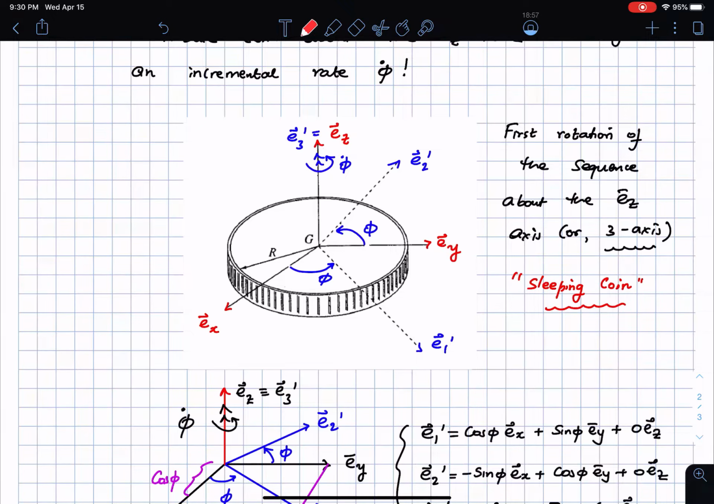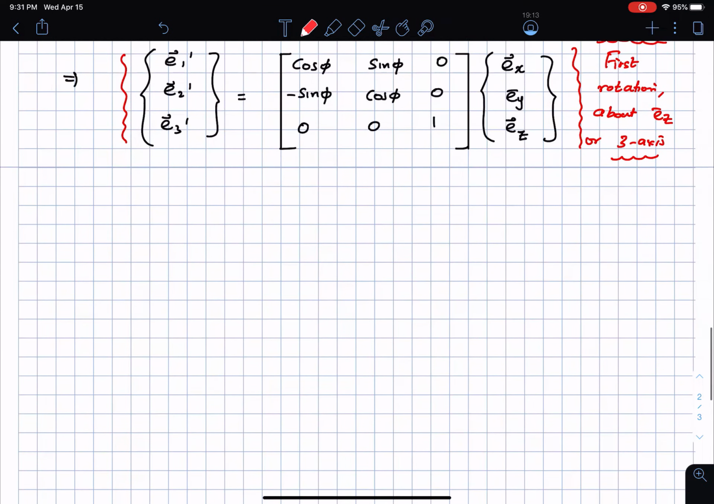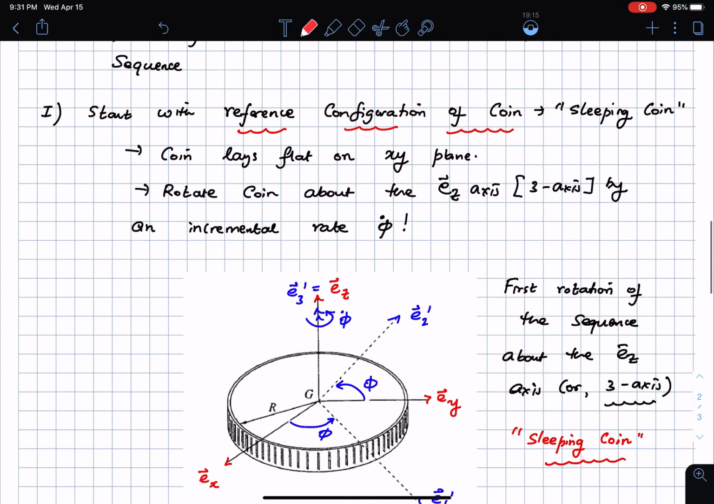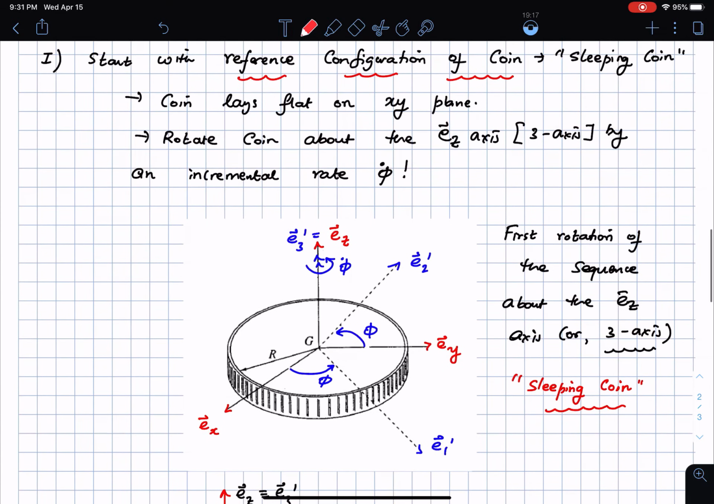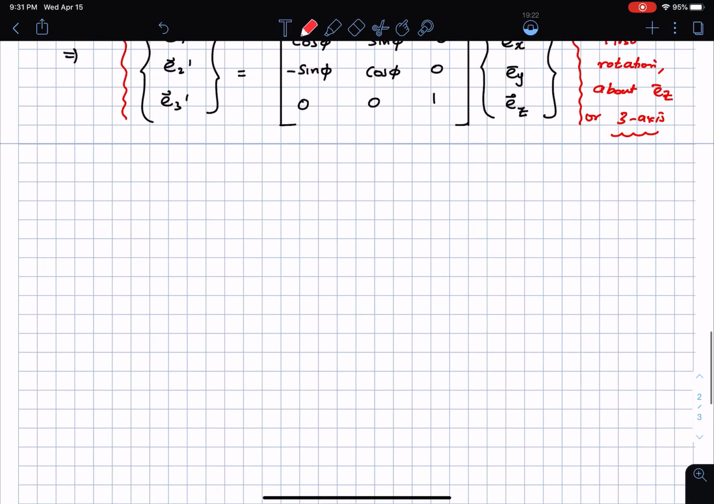Okay, and then we take the coin, rotate it by an angle phi, we get a new coordinate frame. This is once again a body fixed coordinate, which means that it's a co-rotational coordinate basis, which is rotating with the body. Okay, so this is the situation we end up with. So this is the first rotation that is performed. Okay, then we go to the second situation. So we start with the reference configuration, the sleeping coin, and then rotate the coin about that situation.